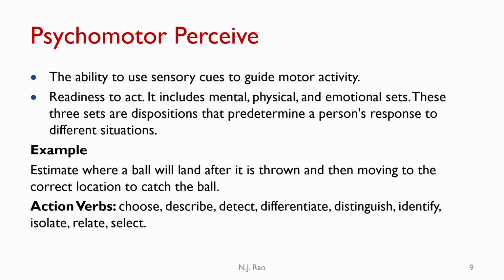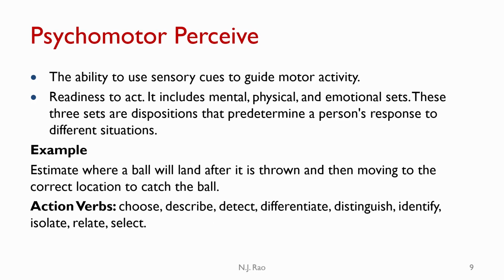Let us look at an example. Estimate where a ball will land after it is thrown and then moving to the correct location to catch the ball. You are not actually catching the ball, but you have perceived that perception involves estimating where the ball is likely to land and then also moving to the correct location to catch the ball. You are moving to the location, but not actually catching the ball. So these 2 steps will characterize the psychomotor perceive.